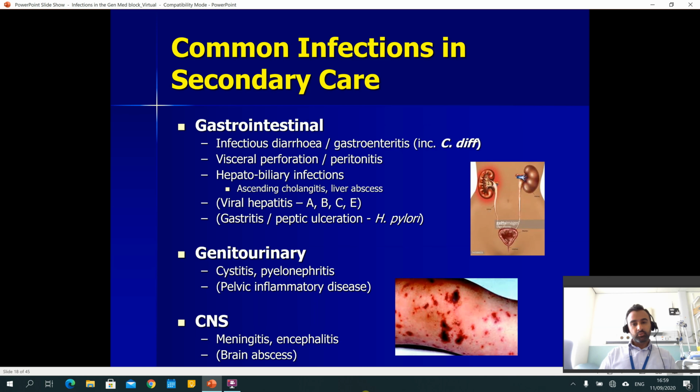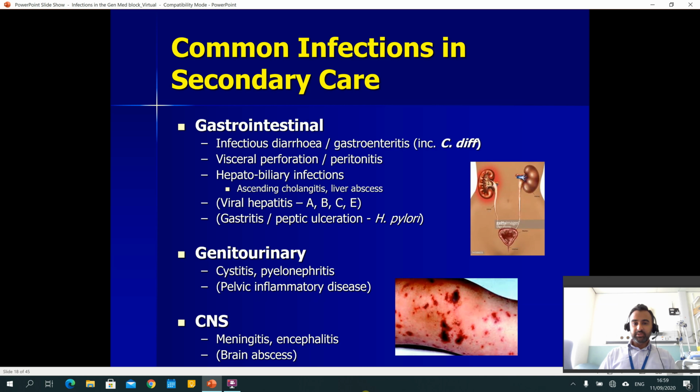CNS disease. So look at that picture at the bottom. It's a leg. There's a lot of horrible necrotic purple-looking rash. When you press on it, it doesn't blanch. That is the rash of meningococcal septicemia. It's a medical emergency. This person needs antibiotics straight away. And you need to give them the most appropriate antibiotics.